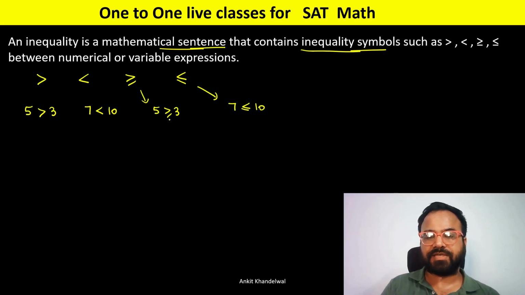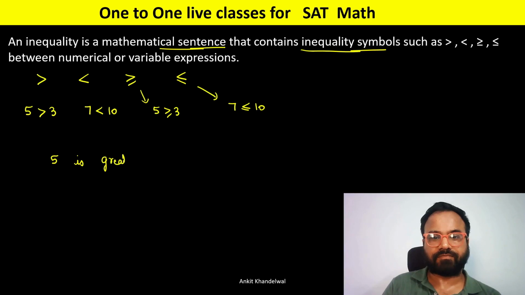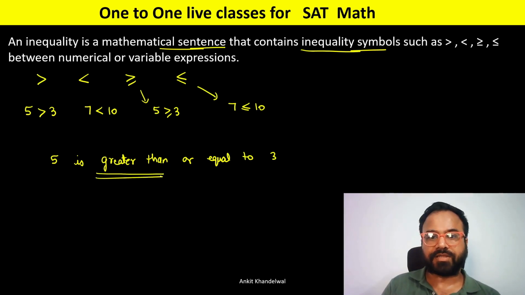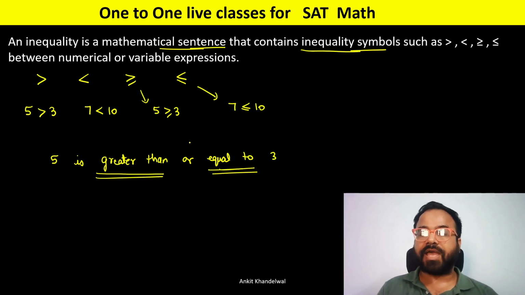Now when we say greater than or equal to or less than or equal to, we will read this as 5 is greater than or equal to 3. So basically we have two conditions over here, greater than, or equal to. Out of these two, any one should be true. If both of them are false, then this statement would be false. If any one of them is true, then this statement will be true.